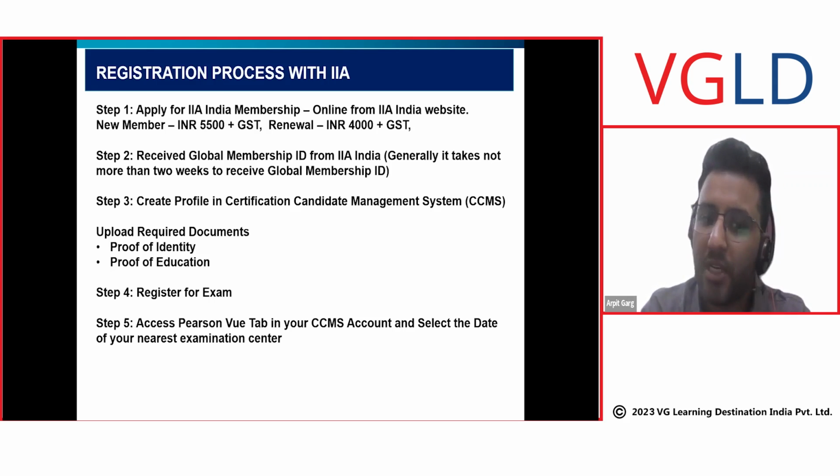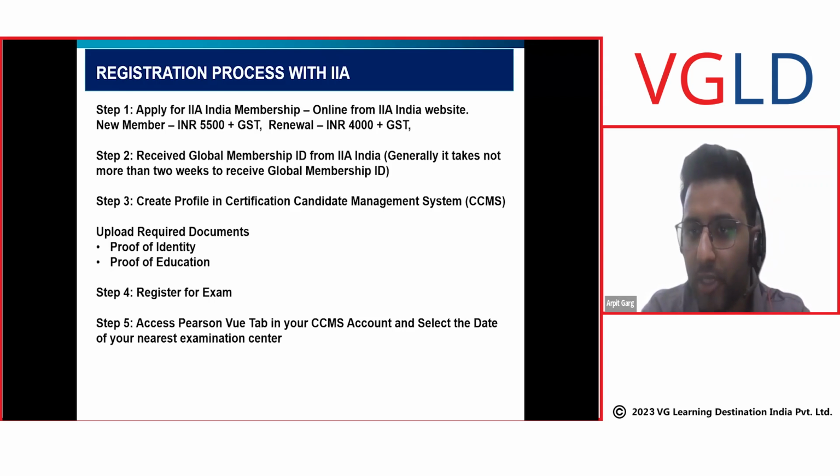Folks, within your CCMS account is also a Pearson VUE tab where you can click and then select the date. You will have to make a fee payment for your course, and once you have made the fee payment, then you can schedule the exam, and you can select any date at your nearest examination center. So you will see whatever Pearson VUE branch is near to your location, you can look into that and then select a date of your choice.